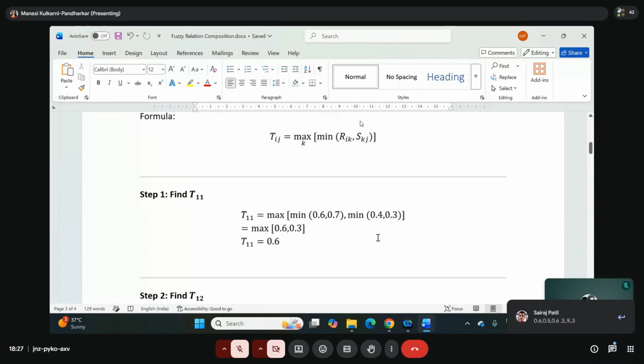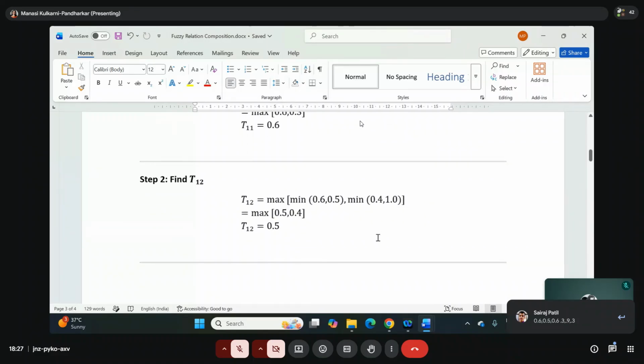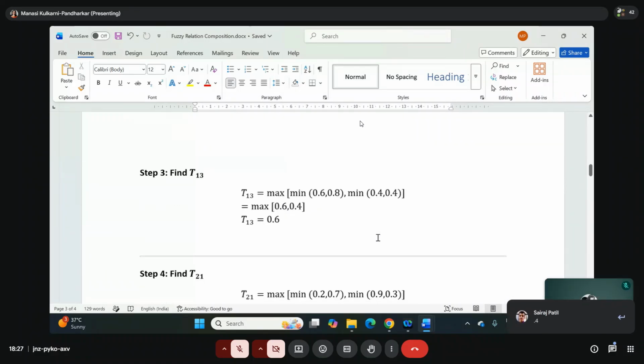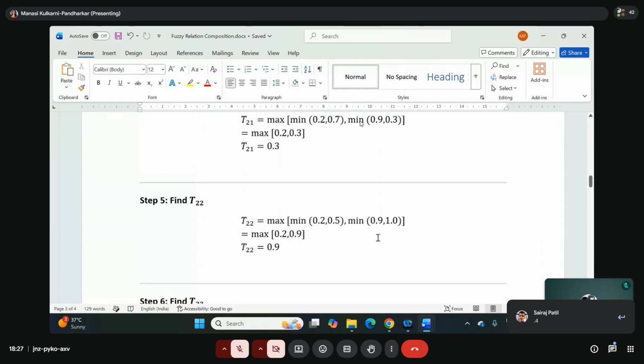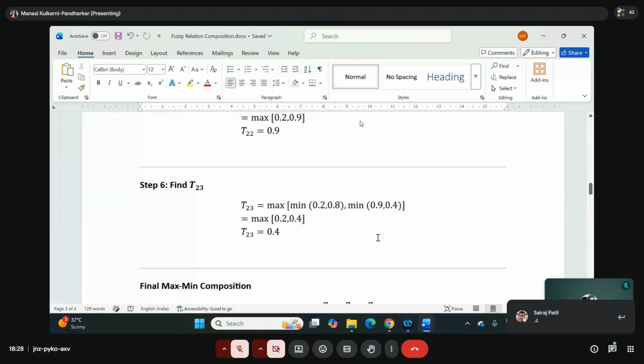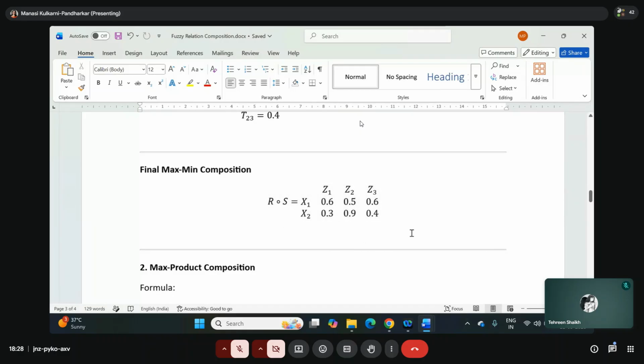So first one is you got the 0.6. Am I right? Yes. Second is 0.5, then 0.6. Then for the second row 0.3, 0.9 and 0.4. Am I right? Yes, okay. So the final answer for this one is this one. Am I right? Yes. How many of you got this answer?